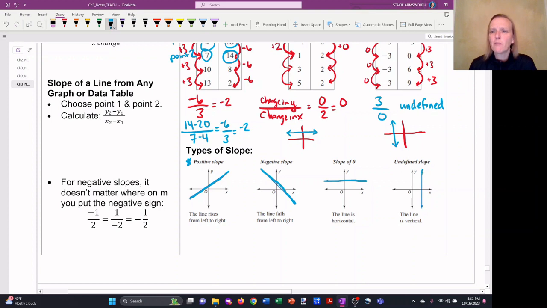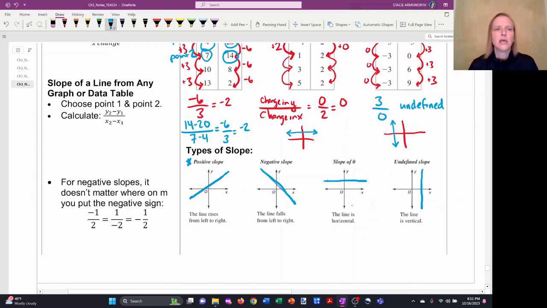One way that I remember that the undefined slope, the slope that's undefined is the vertical one, is that's ground that you cannot walk on. You can walk up a hill, you can walk down a hill, you can walk on level ground, but you can't walk vertically. So that's the one that's undefined.